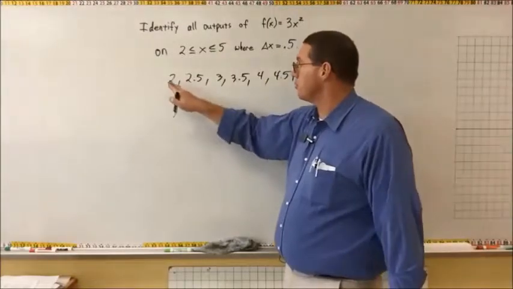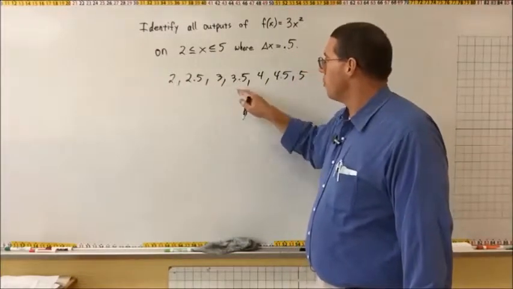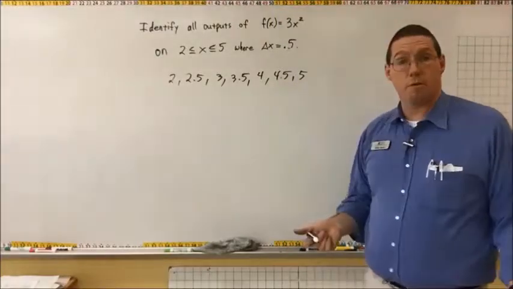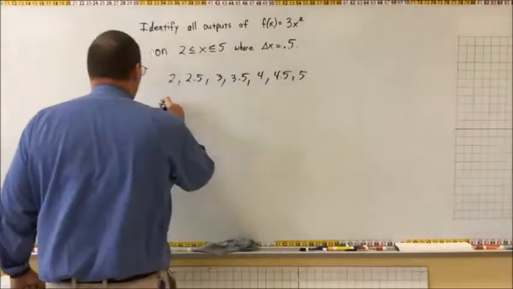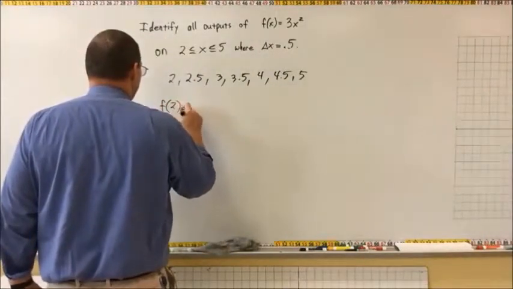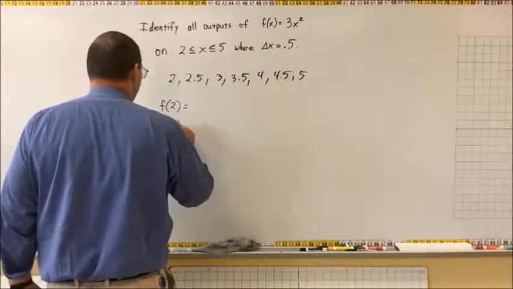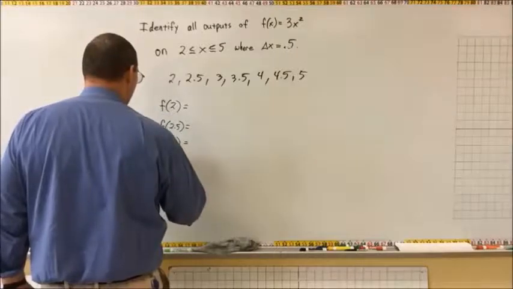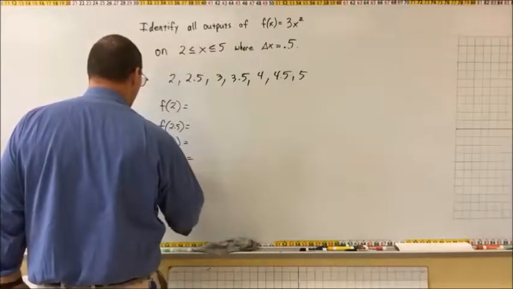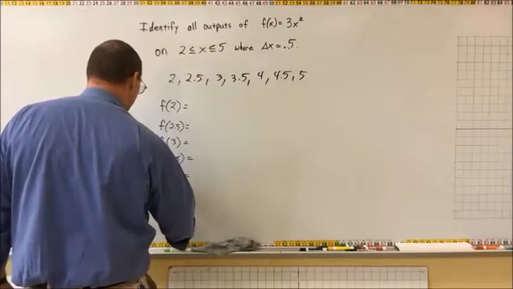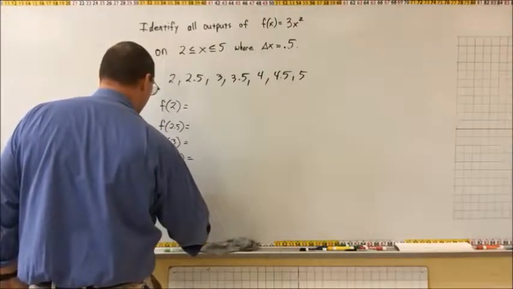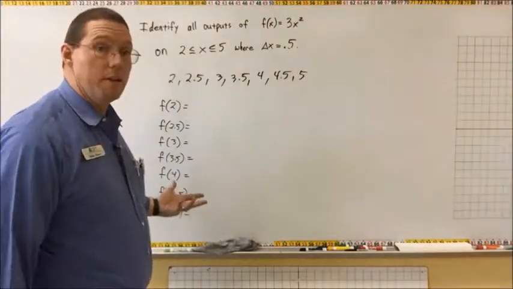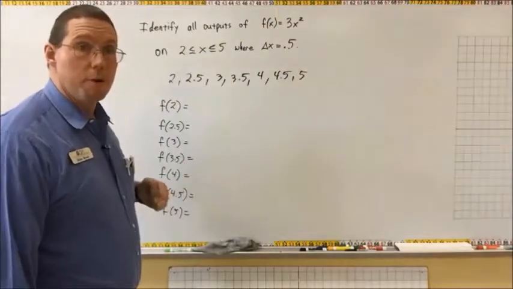So we got 7 numbers here: 2, 2.5, 3, 3.5, 4, 4.5, and 5. So this is 7 numbers that we're going to use. So we want to identify what is f of 2, what is f of 2.5, what is f of 3, what is f of 3.5, what is f of 4, what's f of 4.5, and lastly, what is f of 5. To find all these, we need to plug these numbers into what f of x is, 3x squared.